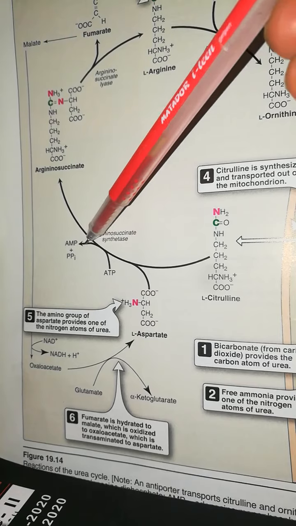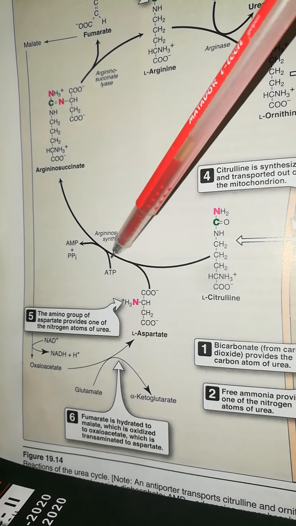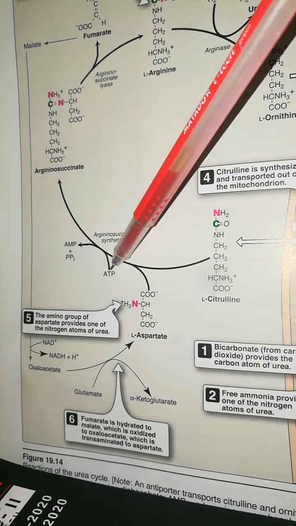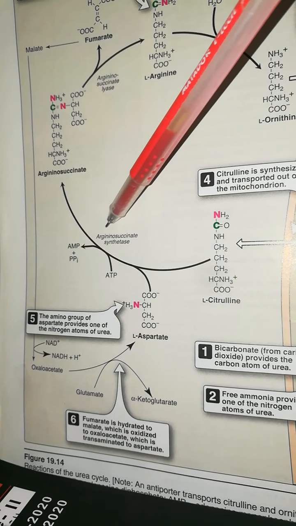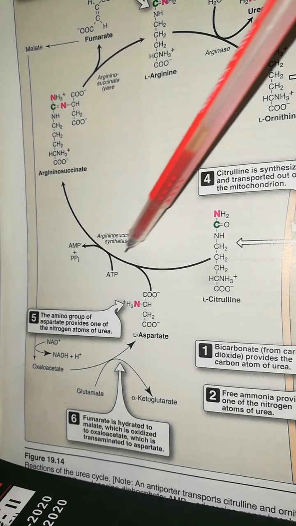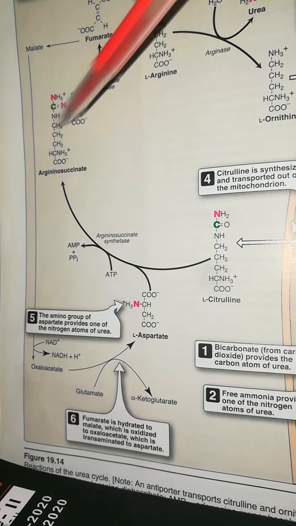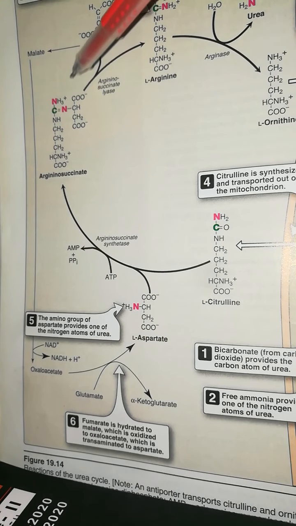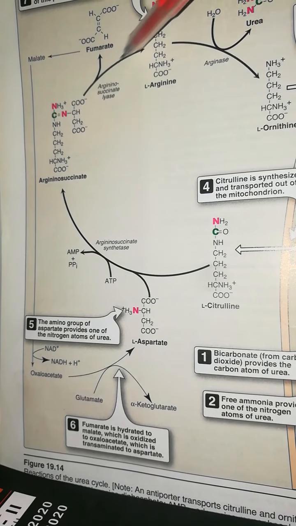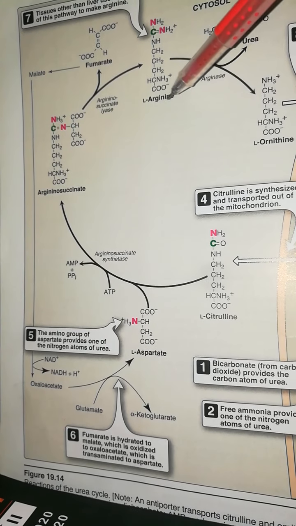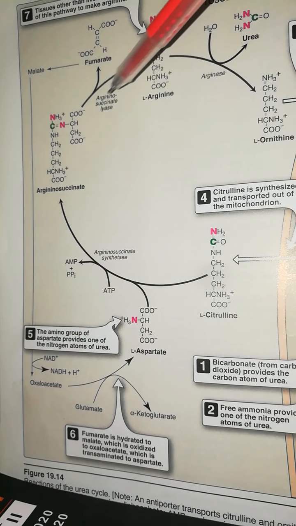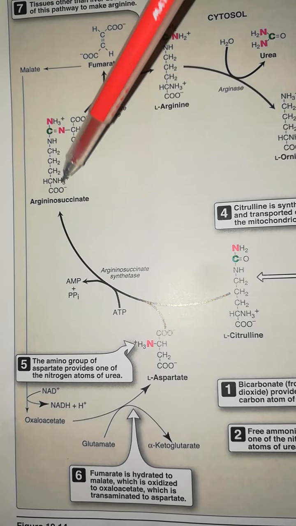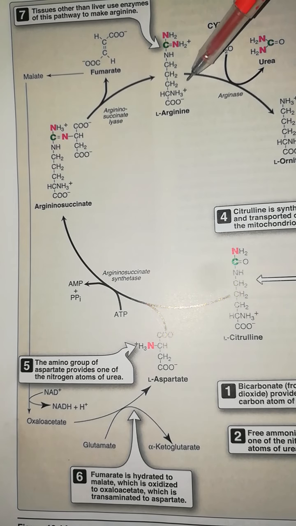Here ATP is converted into AMP. It means energy is utilized in this step. The name of the enzyme is argininosuccinate synthetase. Now, argininosuccinate has two nitrogens, and now argininosuccinate is converted into arginine.